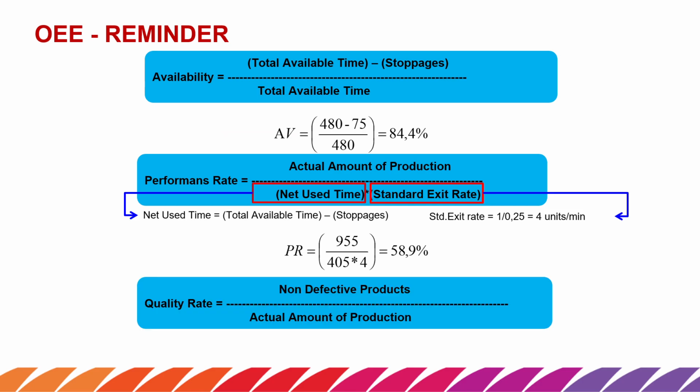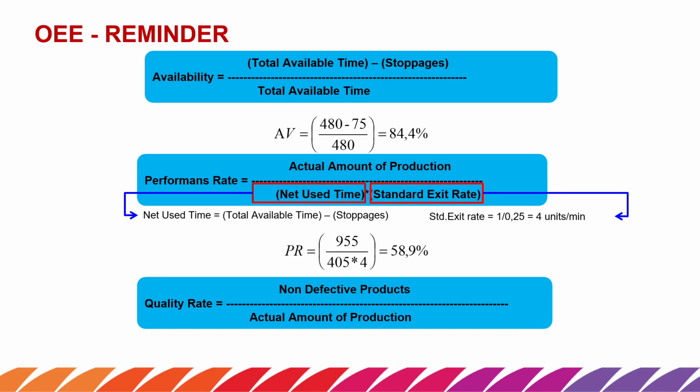To calculate availability, we will subtract the stoppages from the available time and divide it by the total available time. So in this case we will subtract 75 from 480 and divide it by 480, so the availability will come as 84.4%. For performance rate, we will divide the actual amount of production that we have produced by the number of units of production that would have been produced at standard rate.